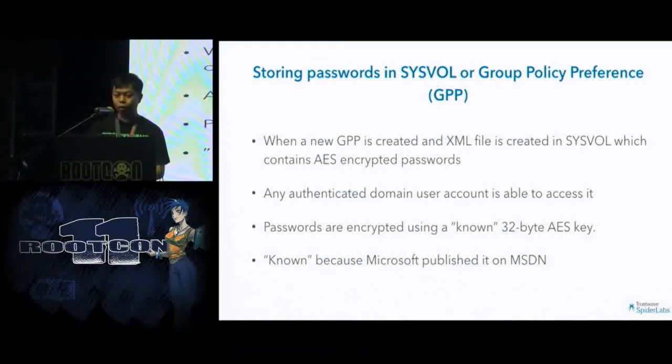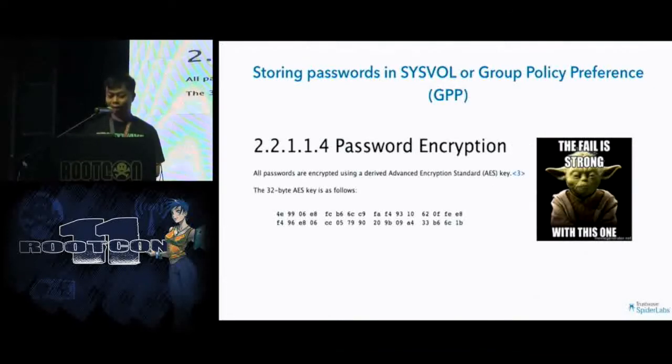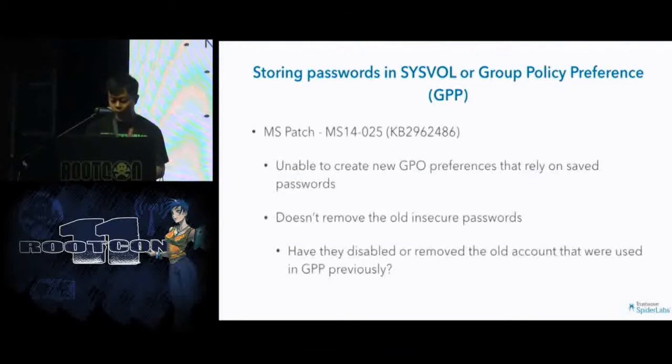The passwords are encrypted using a known AES 32-byte key. Why? Because Microsoft published it on MSDN years back. This is the AES key. So with this key, you can decrypt any AES encoded password in the SYSVOL folder that you can find. Portia does this automatically to find passwords and decrypt them, and then uses them to move laterally along the network if there are any.